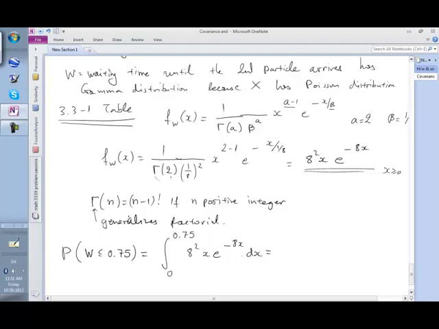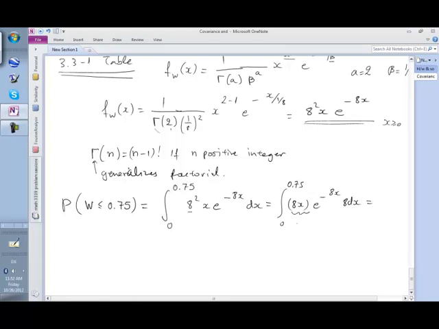Well, we did this kind of integration before, so I'm going to use everything that I'm given. So I have 8x, let's put it in parentheses, I have already taken 1/8 from 8 squared, e to the negative 8x, and now I'm making the substitution that 8 times x is y. So this integral is going to be from 0 to 8 times 0.75, y e to the negative y dy.